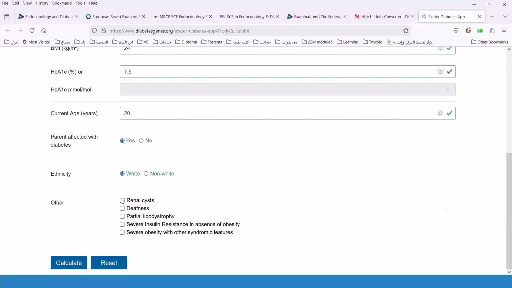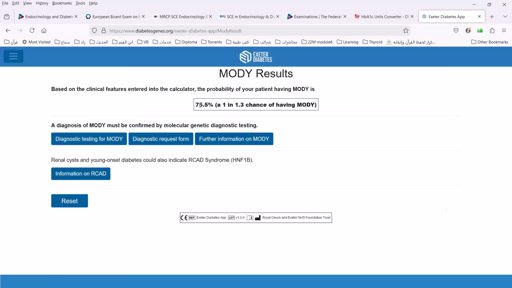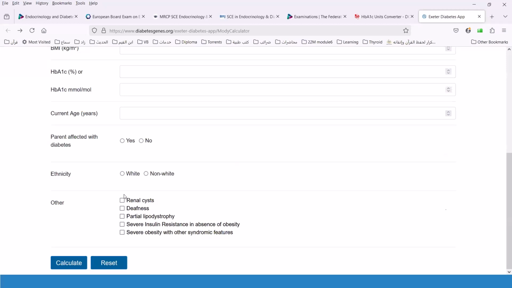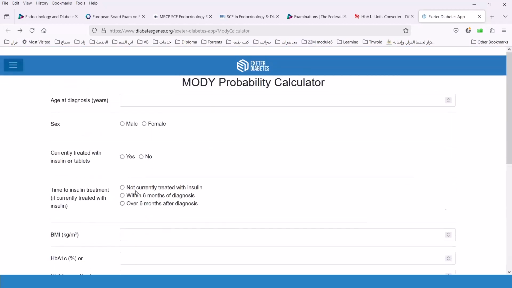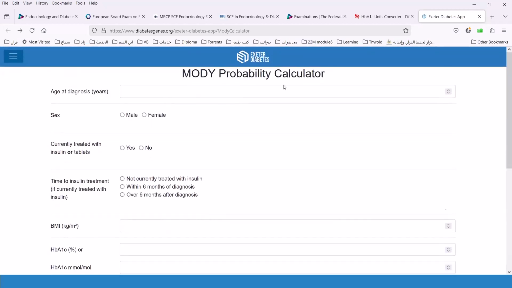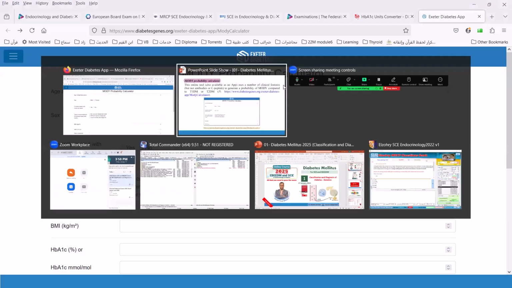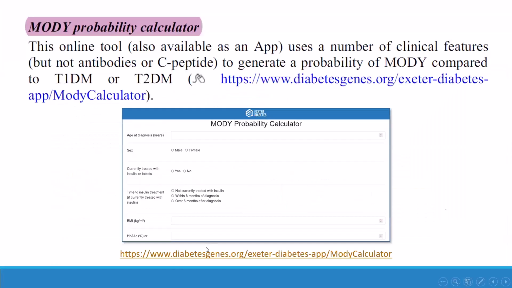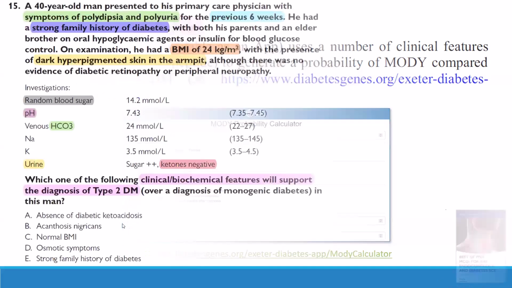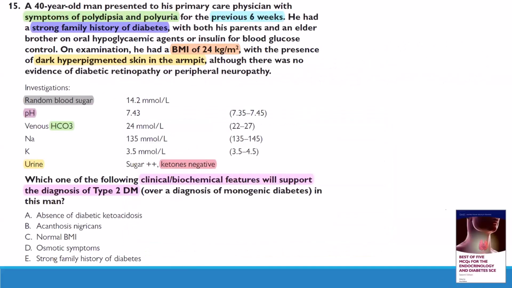If there is a renal cyst, what is the diagnosis? Calculate. They mention 75% it is MODY. We can choose another option and so on. So this is a MODY probability calculator. Everyone can try it by clicking on this website. Let's go to another question.